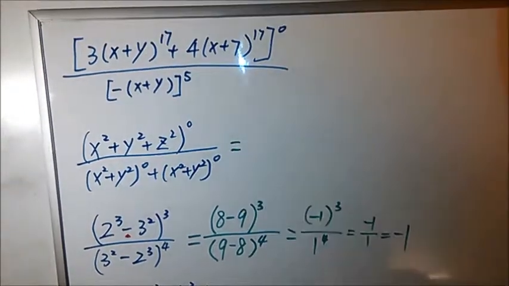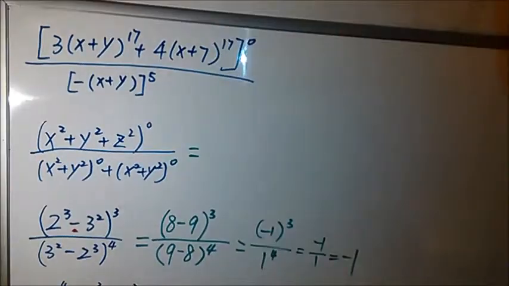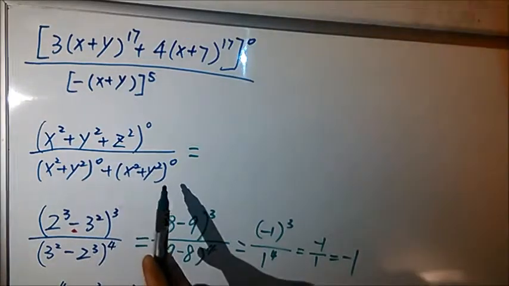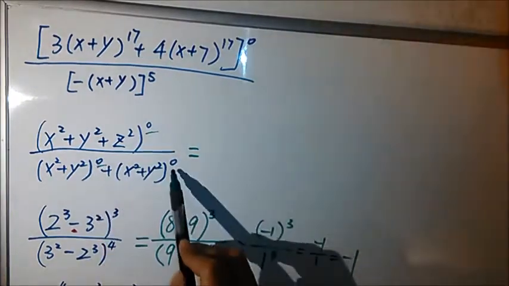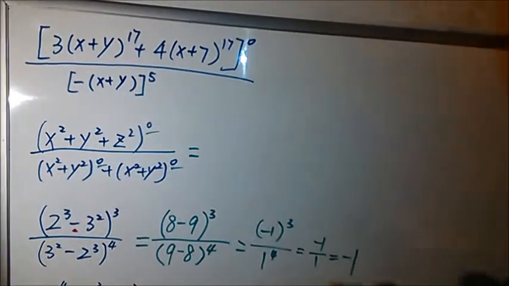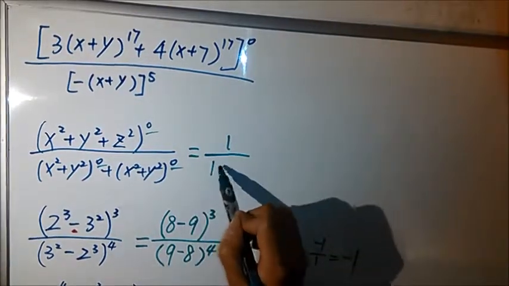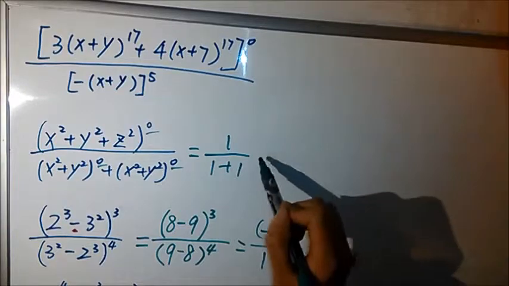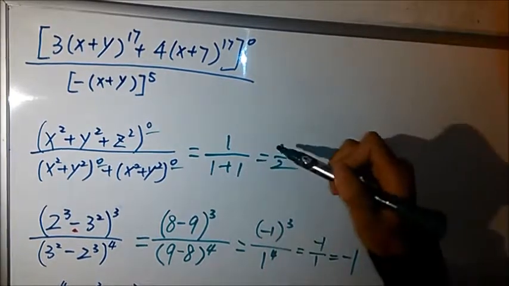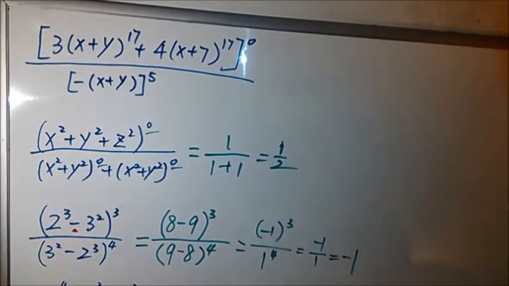Okay. Now, your answer should be 1 over 1 plus 1. Right? Look at the numerator. Anything to the power of 0 is 1. So we're going to have 1 and 1 plus 1. So 1 over 2 will be our answer.